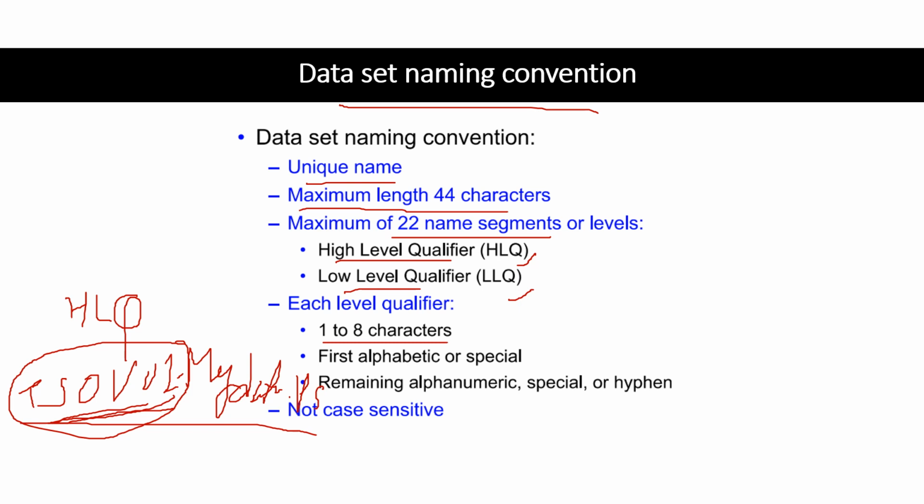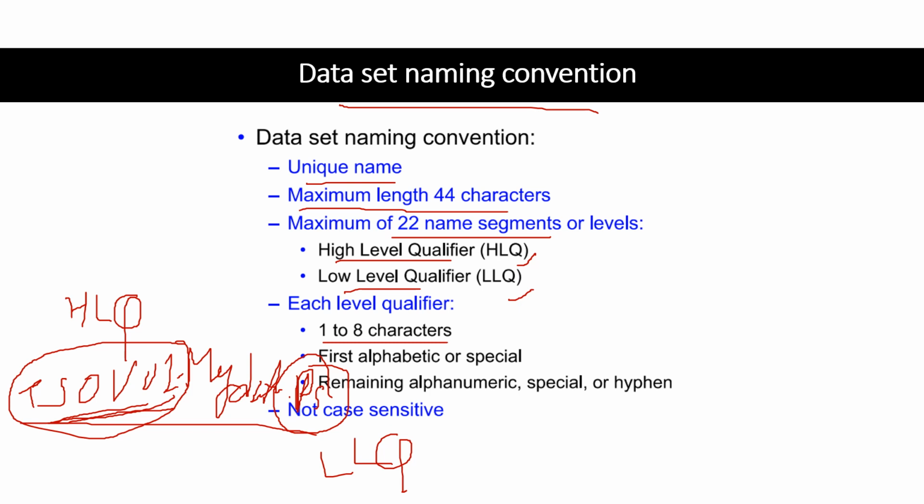Next one is the LLQ, low level qualifier. The low level qualifier is the rightmost position. Okay. So on the right we typed PS, this one after the dot. This rightmost position of the dataset name is called the low level qualifier. I hope you understand.